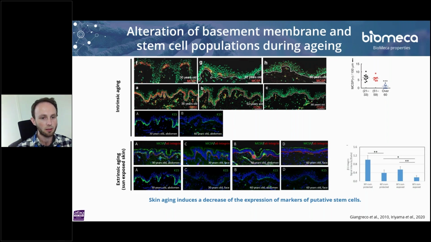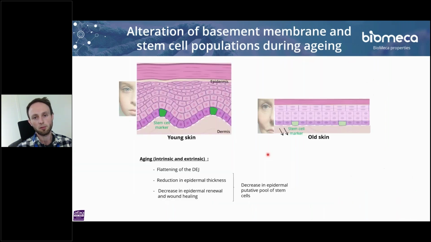Indeed, if we compare skin from 60-year-olds and 30-year-olds, we can still detect a decrease of the MCSP proteins or keratin 15 proteins in face skin, meaning that skin most exposed to UV leads to a reduction of these two proteins. So this indicates that skin aging in general affects the epidermis, notably by leading to a reduction in the stem cell population, or putative stem cell population.